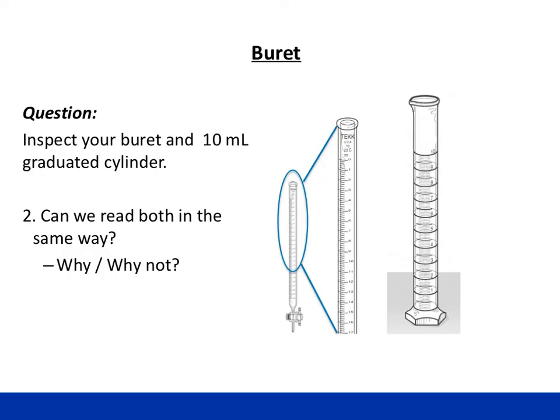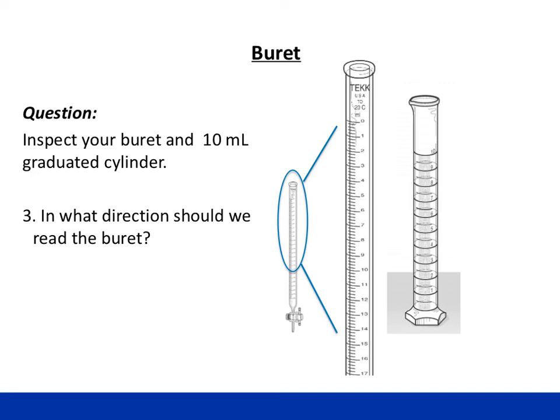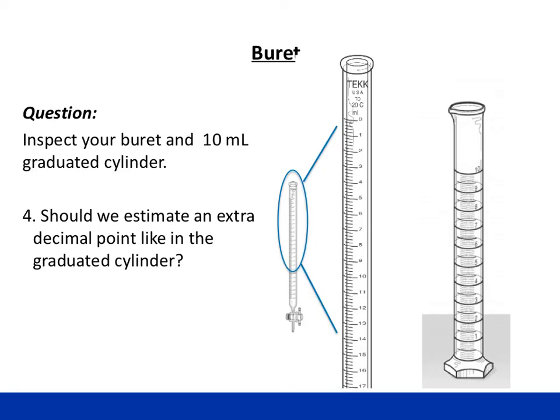Next, ask yourself, can you read the burette the same way that you read a graduated cylinder, or are you going to have to think about it just a little bit differently? What about direction? What direction should we read the burette? Will we read it from the bottom to the top, like the graduated cylinder, or from the top to the bottom? Should we estimate an extra decimal point like we did with the graduated cylinder?